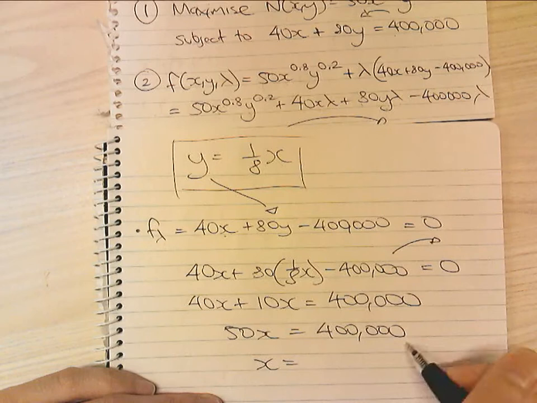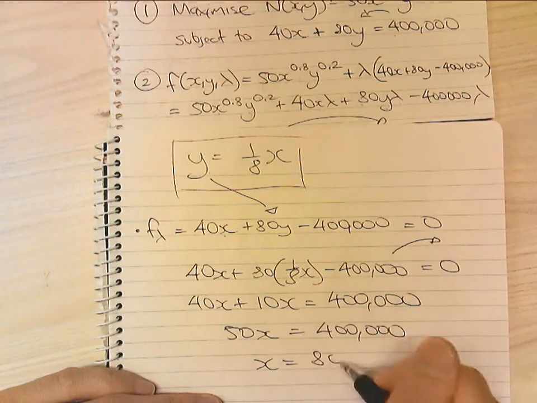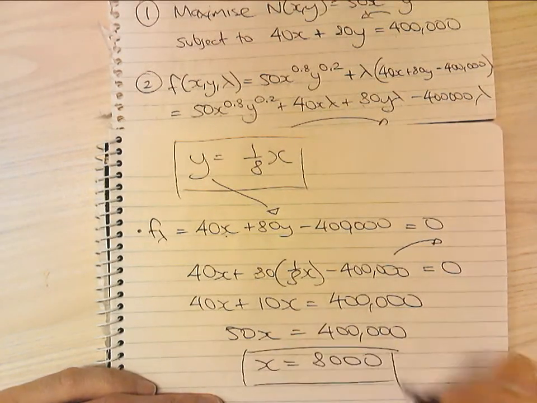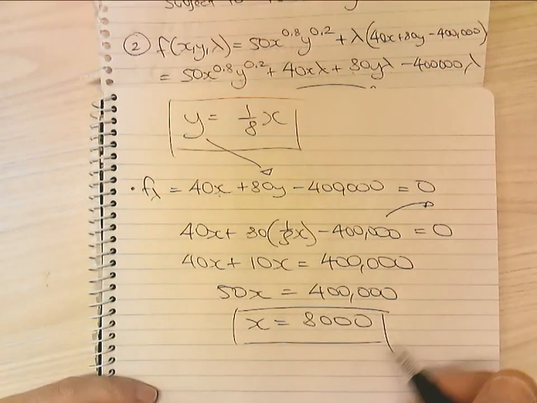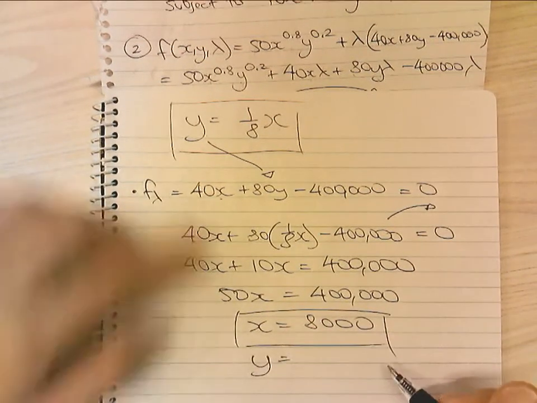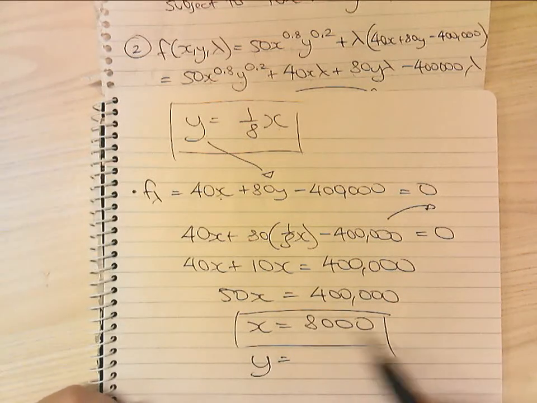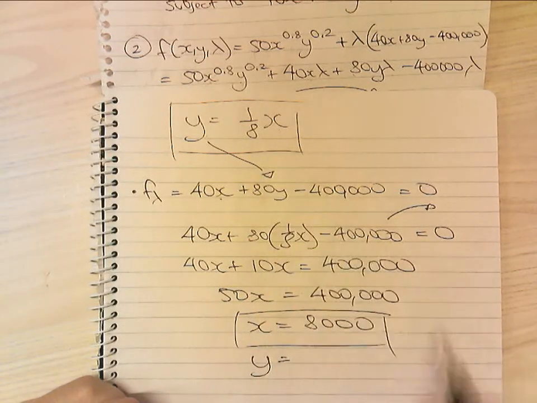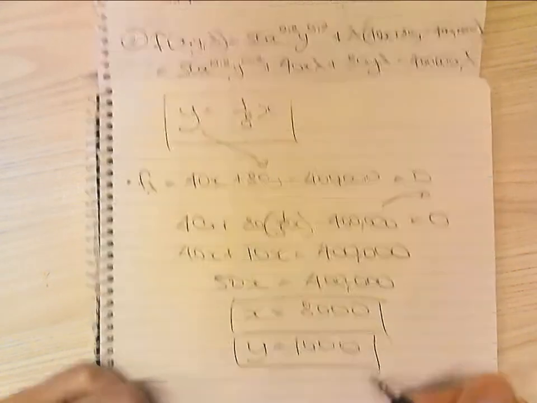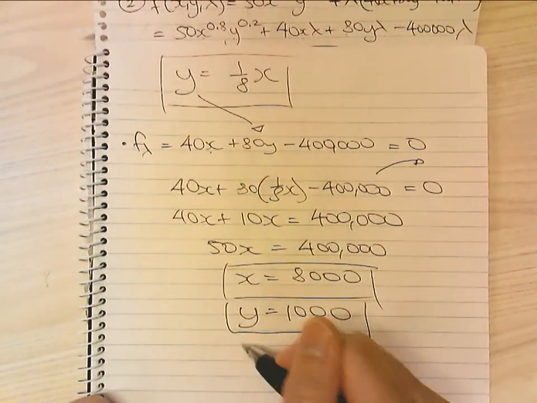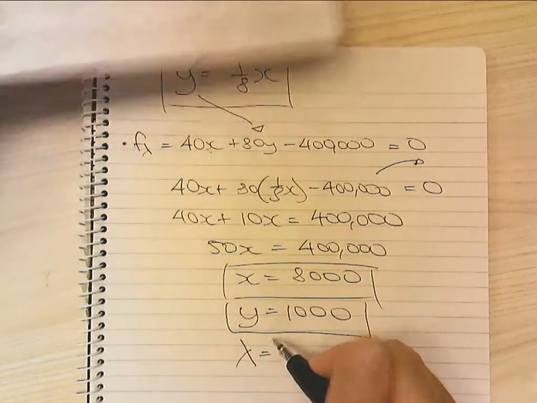X is equal to 400,000 divided by 50, which is just 8,000 for us. Once we have the first one, we can solve for the other ones in pretty quick succession. Y is simply 1/8 of x, so it's just 80 times 1/8, or 80 divided by 8 if you wish, which is just 1,000. And we're also going to need to solve for lambda because we'll be interpreting it pretty soon. How do we solve for lambda?